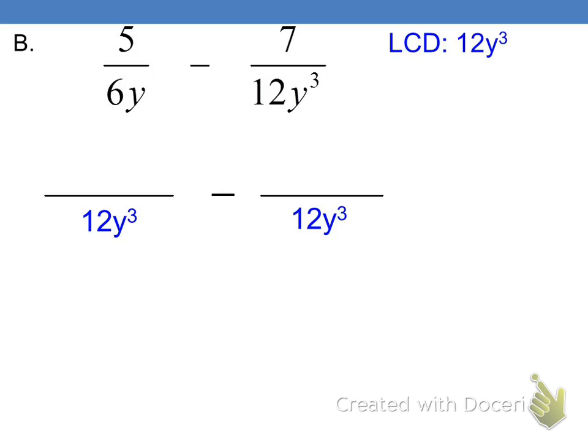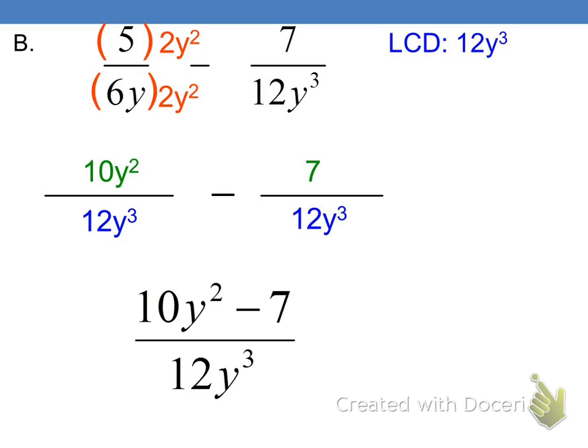What do I need to do in the first one? Multiply by 2y squared over 2y squared. 10y squared. 10y squared over the common denominator. The second one was good to go. Drop it into place. Now what? Subtract it. Good. However, there's no like term, so you can't actually do the math, but you can write it as one rational expression.